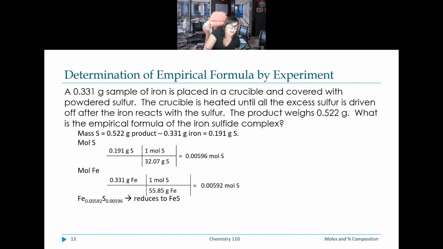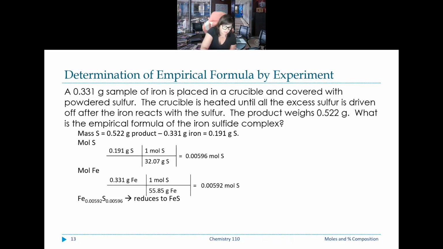Right. So I have a sample that's 0.331 grams. I know that my product, once I've reacted it, is 0.522 grams. This is iron. It's covered with excess powdered sulfur. That's the product. What is the empirical formula of the iron sulfide?